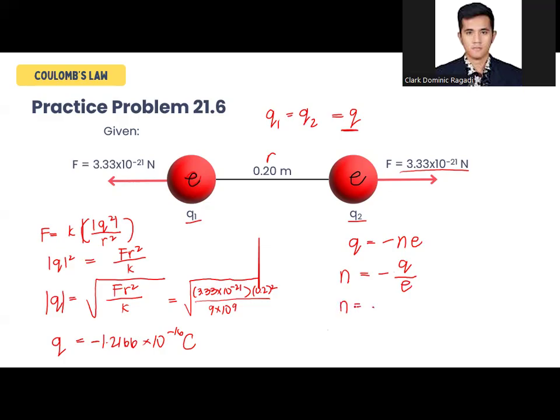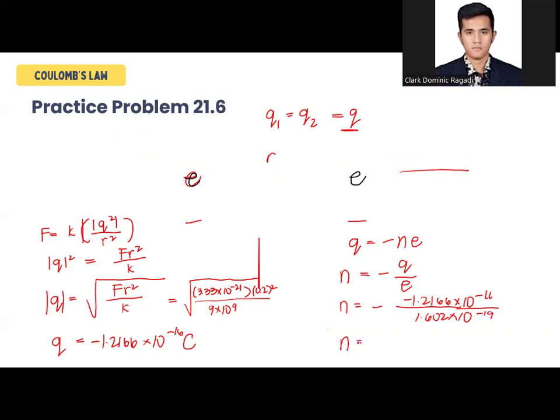So we have N equals negative our charge, which is negative 1.2166 times 10 to the power of negative 16, over our elementary charge, 1.602 times 10 to the power of negative 19. So the answer is around 759.4.